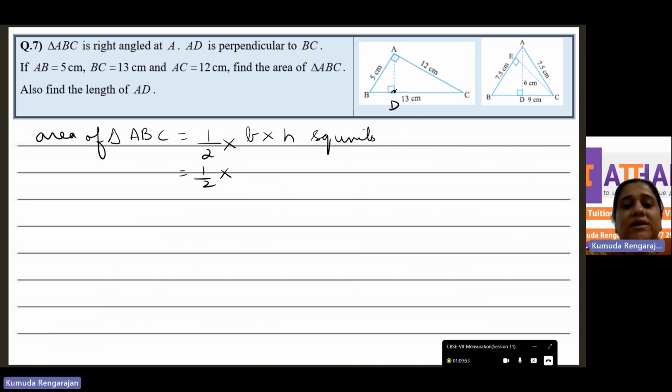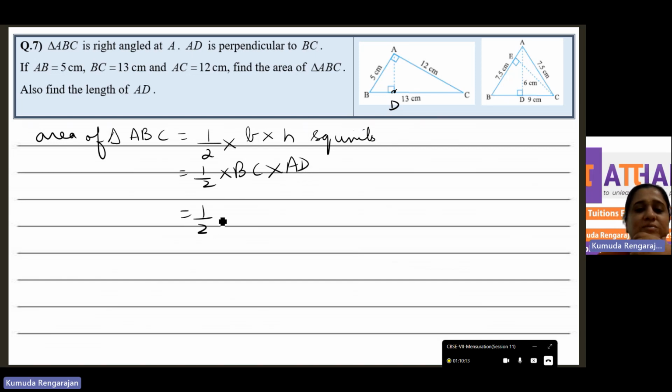Navneet, why should we not take BC as the base? BC is 13, no? Okay, let me take BC as the base. Okay, BC is the base. Which is the altitude, Navneet? Which is the opposite? A? AD is altitude. Okay, next step, tell me.